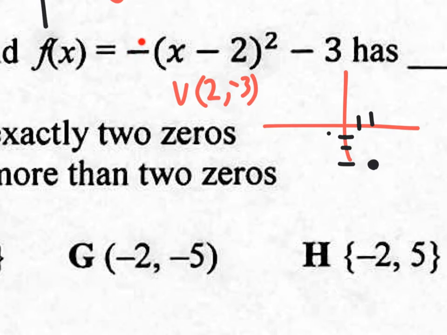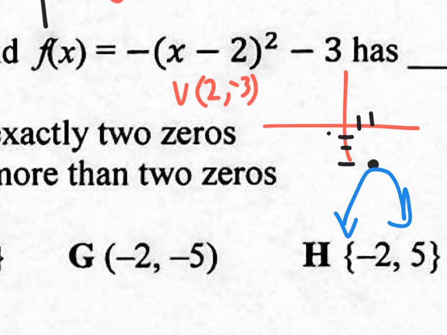So what does that mean, that the A value is negative? Does that mean that it's going to open up or open down? The A value being negative means that it's going to open down. So if I just do a quick sketch of that, I will see that it doesn't cross the x-axis. So what does that mean? It does not cross the x-axis.